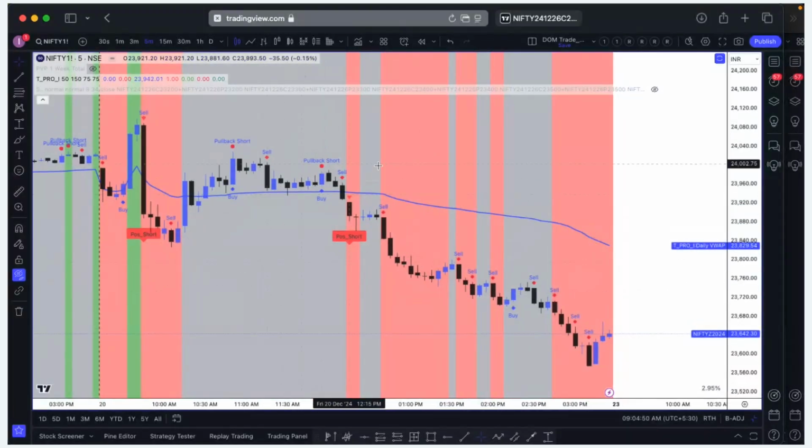Got it? So this is how that indicator is applied. It can be applied to any chart, any futures instrument you can apply this. In the same way, we have developed another indicator which is especially for options. Here also, options also have the same indications.